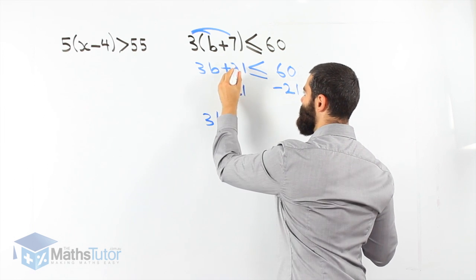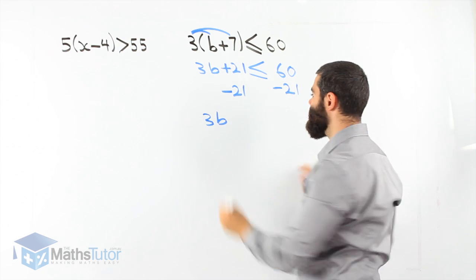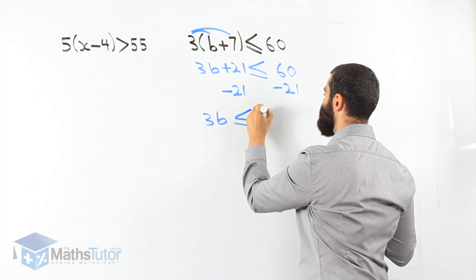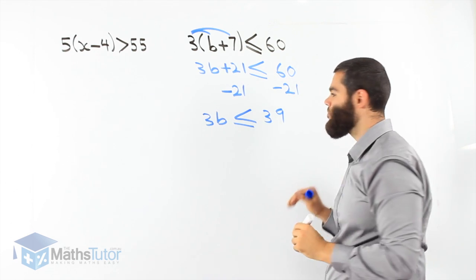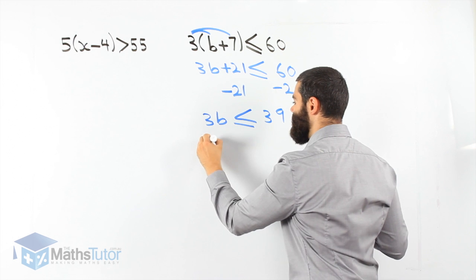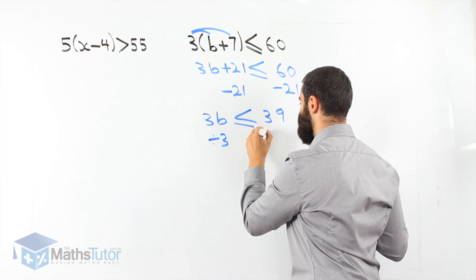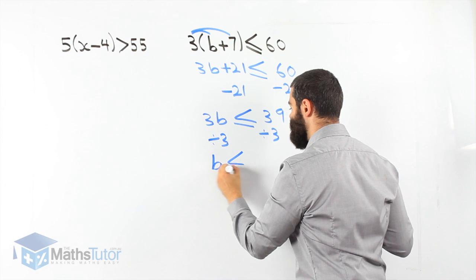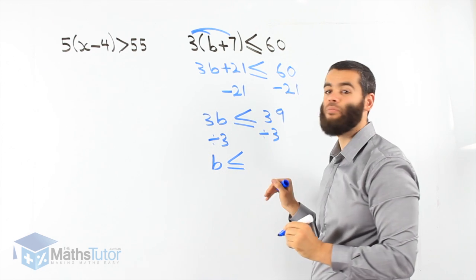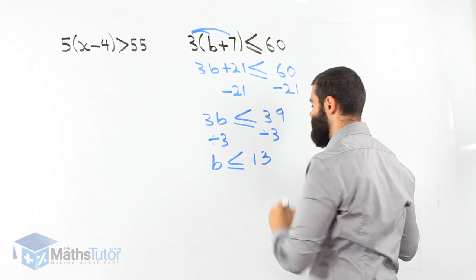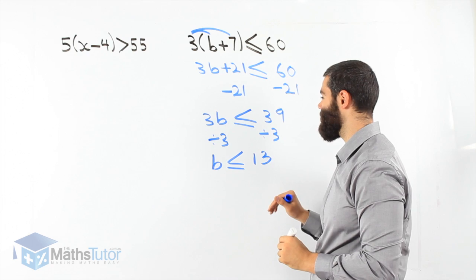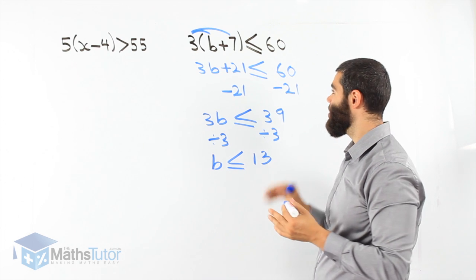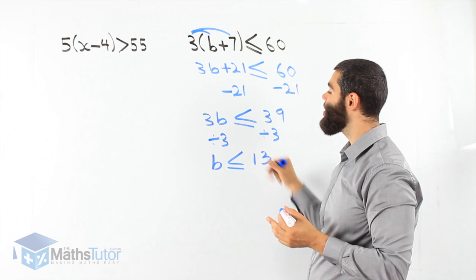3b, 21 take away 21 is gone, less than or equal to 60 take away 21 is 39. Now 3b is 3 times b, so divide by 3 on both sides. b is less than or equal to 39 divided by 3, which is simply 13. So b is less than or equal to 13. Everything is the same as equations, except we don't have an equal sign, we have an inequality sign.